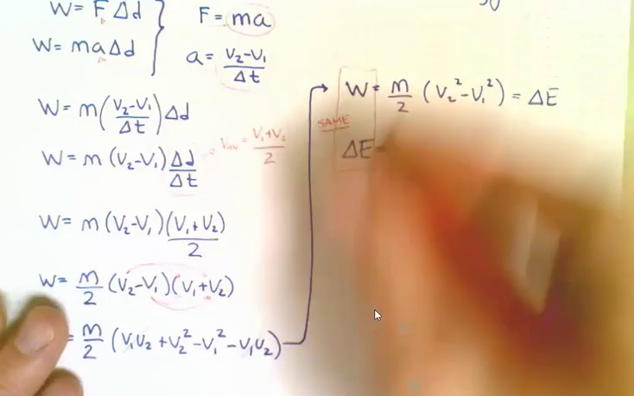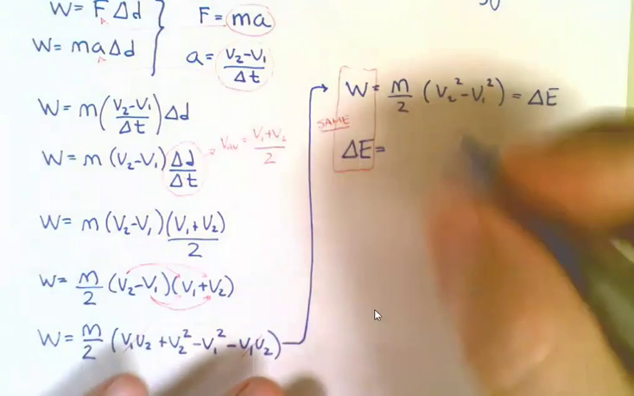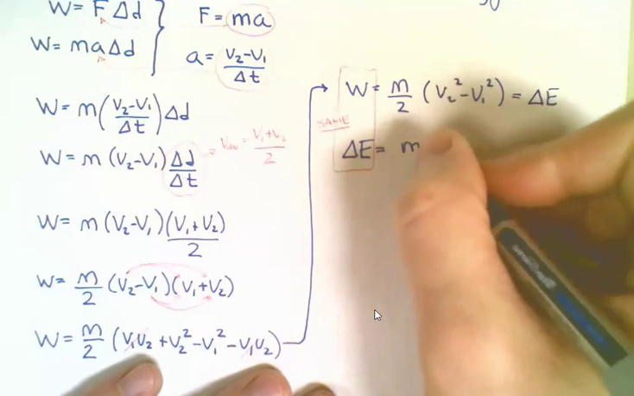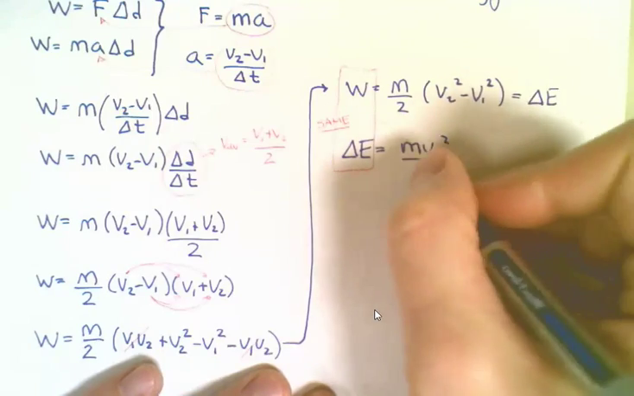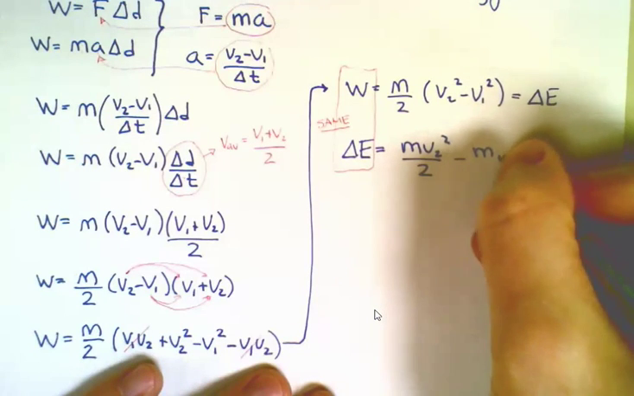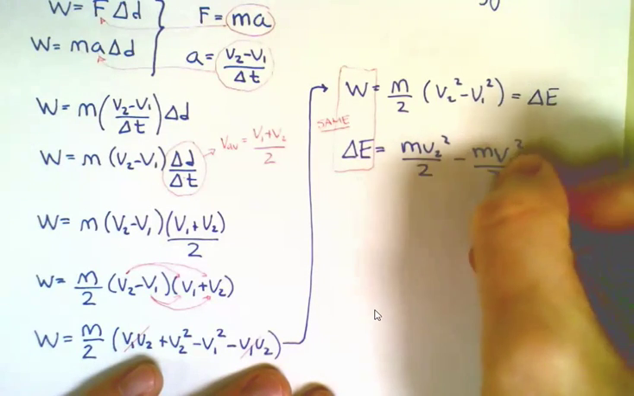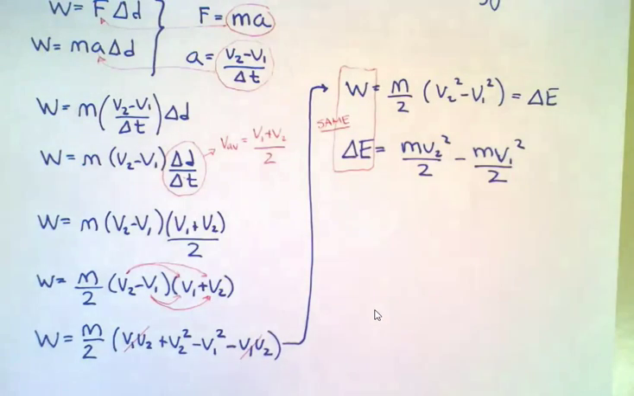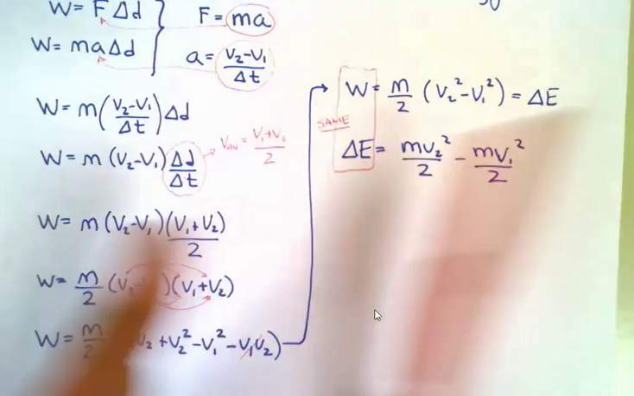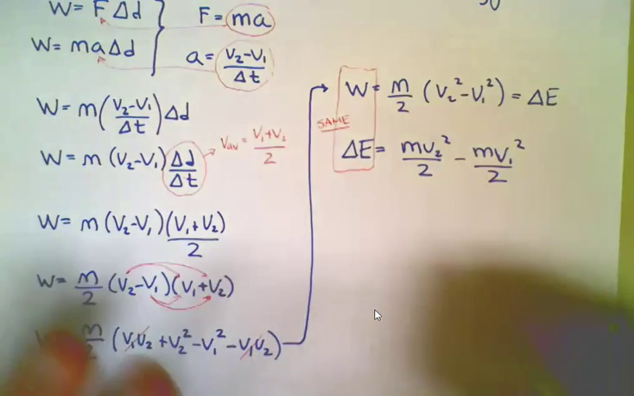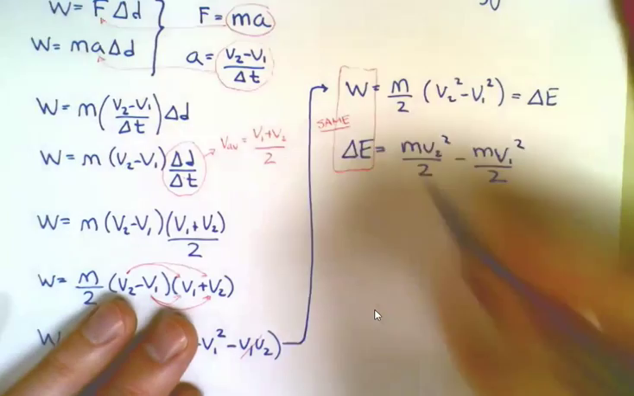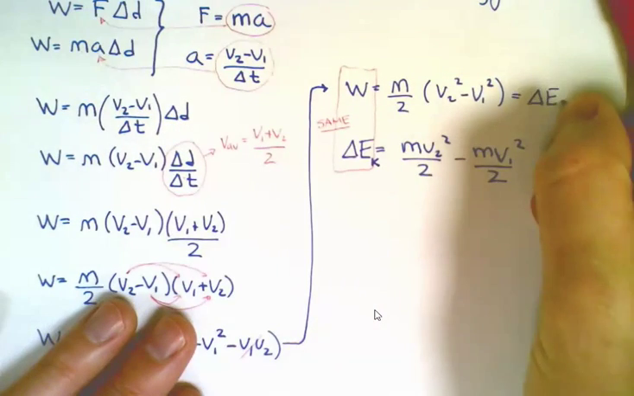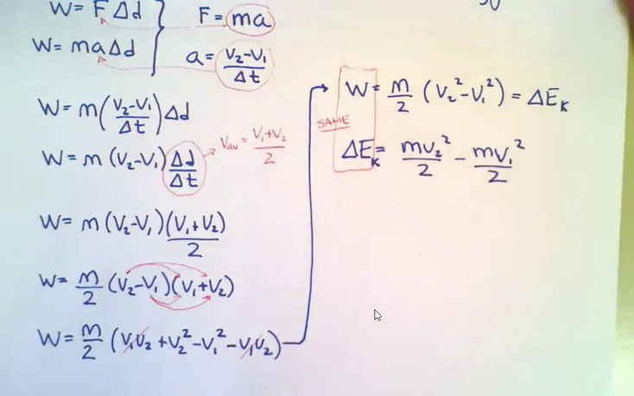Just a different way of writing it. So I'm going to multiply the brackets in. So it's m v2 squared over 2 minus m v1 squared over 2. Now what do we have? Change in energy. That means in this case we're talking about kinetic energy, so I'm going to write a subscript k on both of these terms. You can do that too.